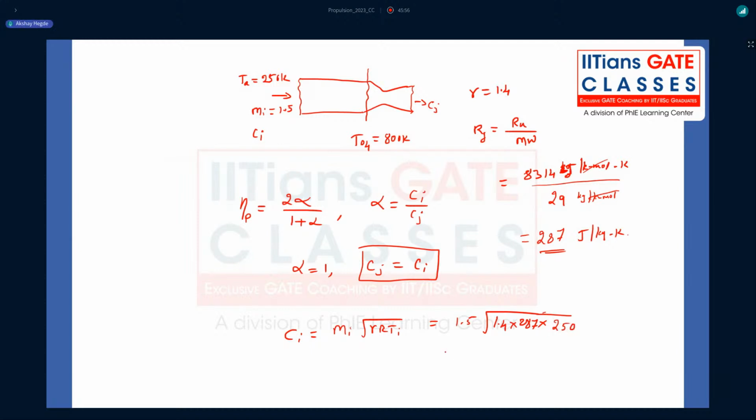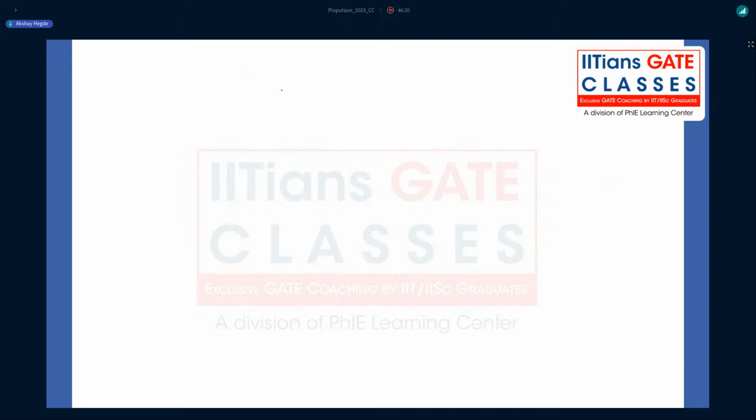Okay, so if I use this one, I should be able to get Cj as 475.408 meter per second. So this is also equal to Cj for maximum propulsive efficiency. But we are not asked to calculate Cj. We have to calculate what is the Mach number. So what is the Mach number at the exit plane of the nozzle?